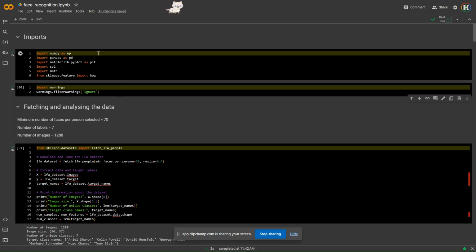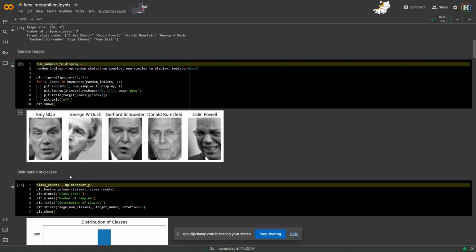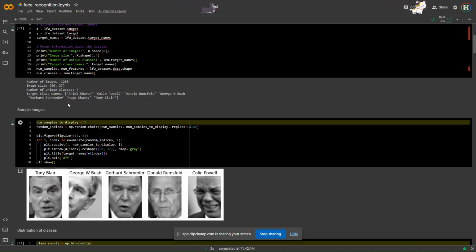Here we have done the necessary imports for our project, like NumPy, Pandas, Matplotlib, CV2, Math, and all those required. Here we have fetched the data. The dataset is quite large, so we have put some restrictions on that, like minimum 70 images per face and so on. So for X, we have extracted the data images, and for Y, that is the target. The number of images is 1288 out of 34,000 or so images, and each image size is 50 by 37, and the number of unique classes is seven.